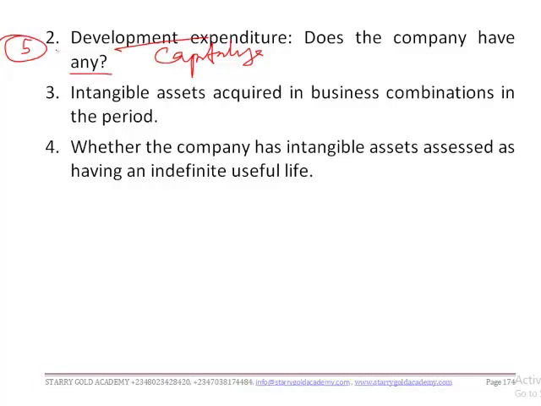Another one is intangible assets acquired in business combinations in the period, and whether the company has intangible assets assessed as having an indefinite useful life. All these should be disclosed. Are we together? All these should be disclosed. Is that clear?